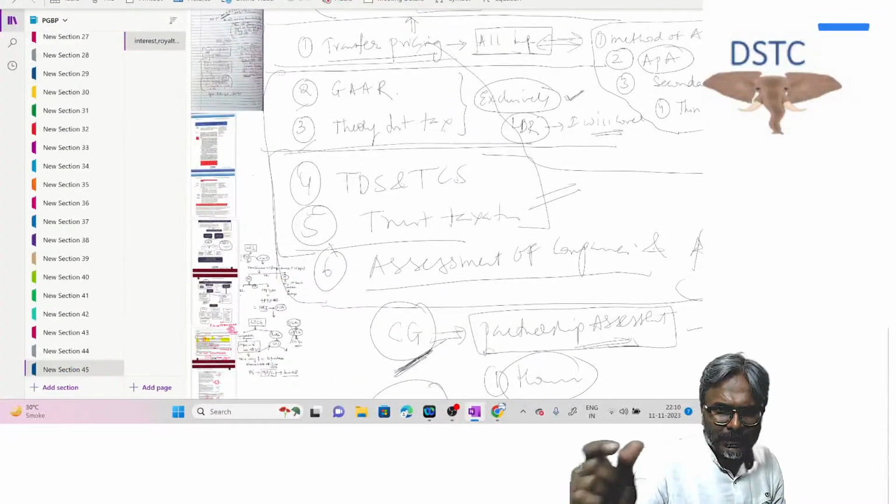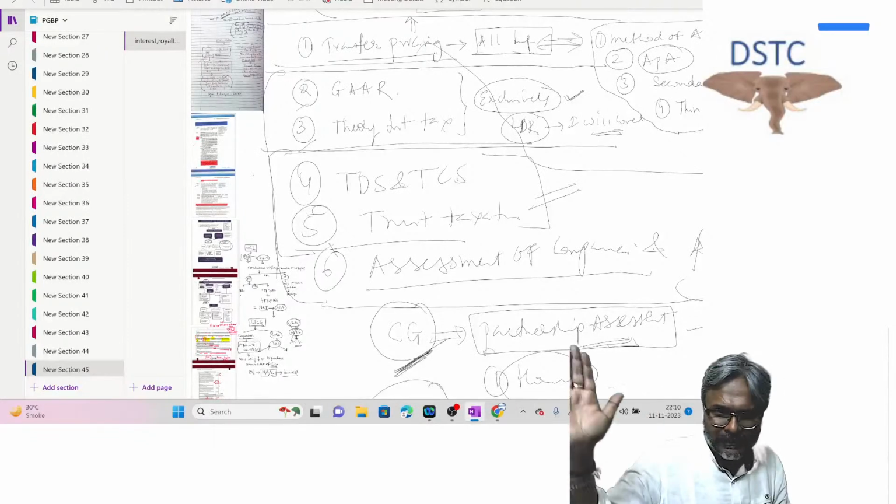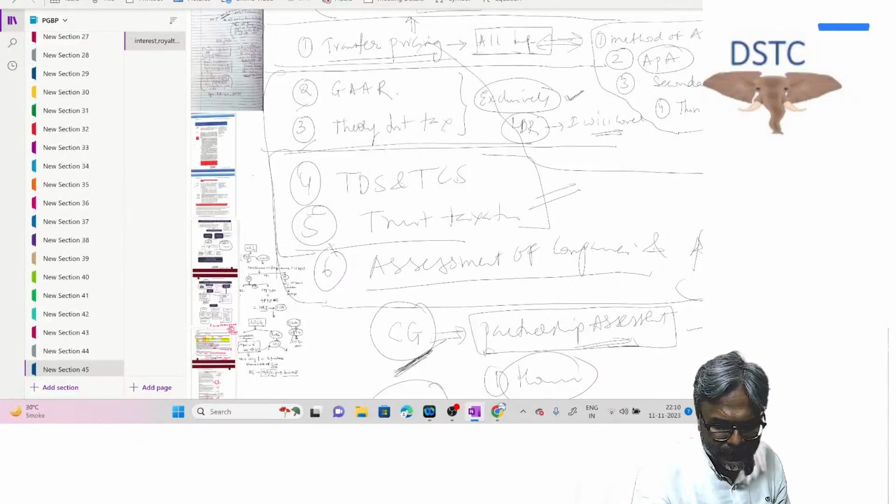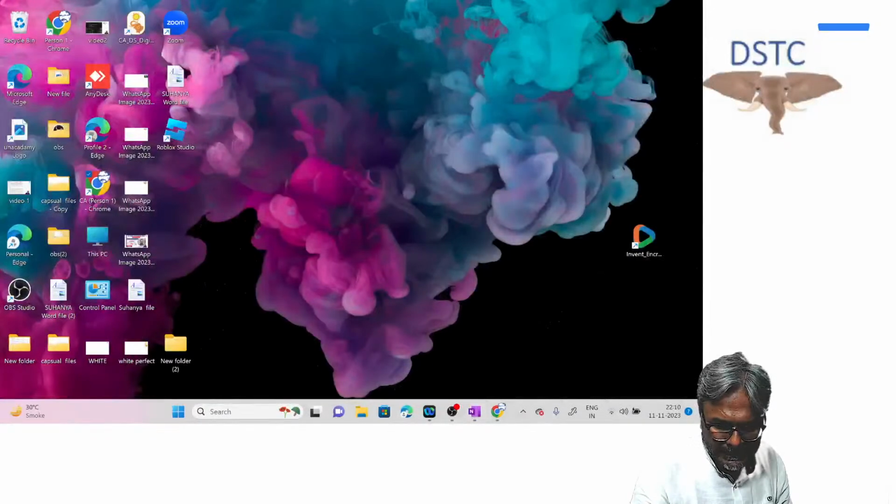Profit linked deduction, that is what it is. Sectorial comes with all the profit linked deductions and everything which you're talking about.